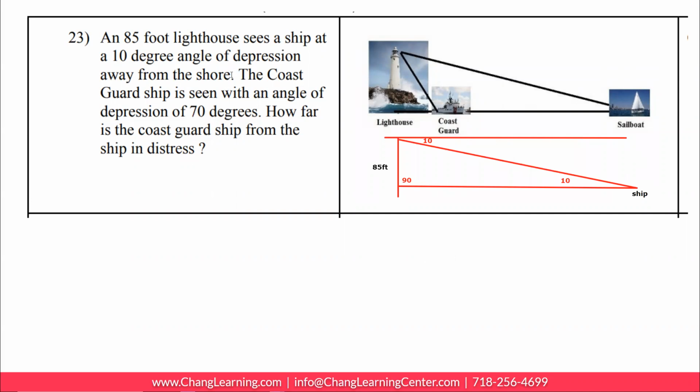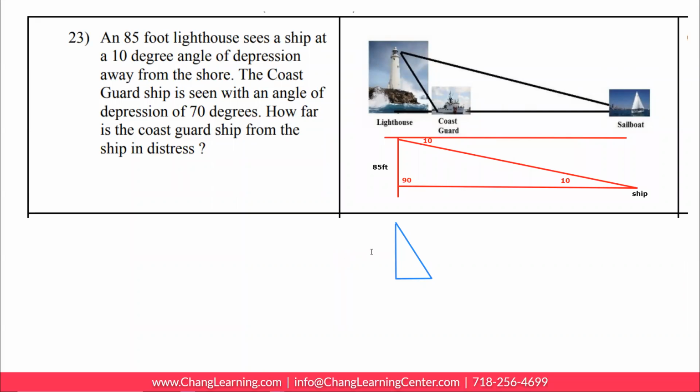The second sentence says the Coast Guard ship is seen with an angle of depression of 70 degrees. So again, I'm drawing the lighthouse, which is 85 feet, but it's tilted down at a very steep angle. So that means the Coast Guard is close to the shore. It's anchored very close to the shore, so it's at the ready to turn on its motor and go help a ship that's in need.